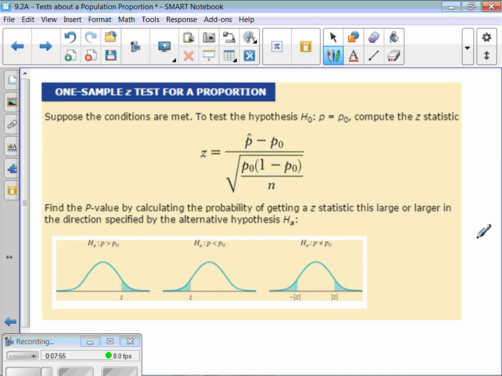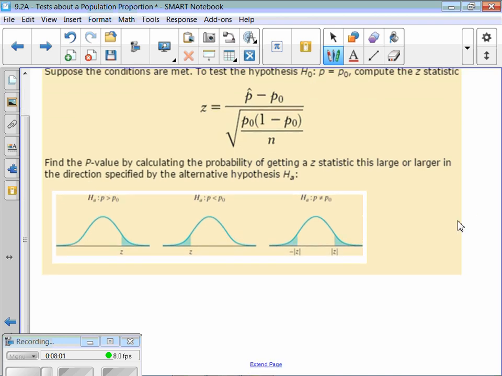So there's your formula for a z-score for proportions. We're computing the z-score. And just a graph to show you guys, if I'm doing an alternate hypothesis of greater than, then you should be shading to the right, and you should be getting a positive number here. And if I'm doing less than, you should be shading to the left. You should be getting a negative number here.